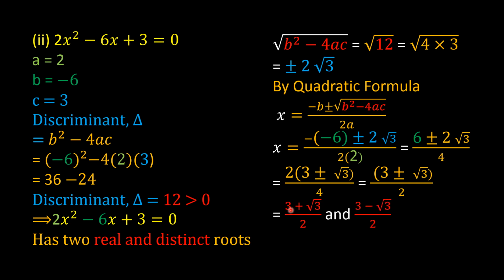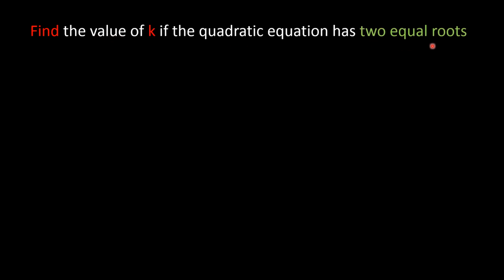So we have (3 plus under root 3)/2 and (3 minus under root 3)/2 are the two required roots of this quadratic equation. Next, find the value of k if the quadratic equation has two equal roots.